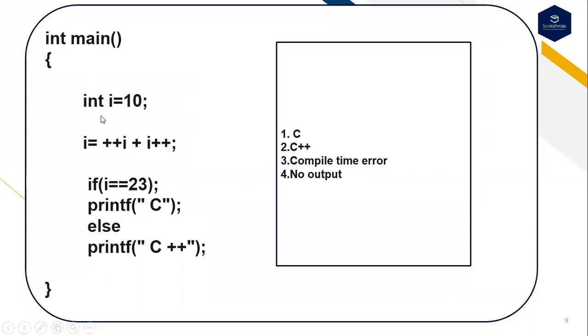Int main, int i = 10; i = ++i; if (i == 23); end with a semicolon. Printf C, else part printf C++. Predict the output of this code. These are the following options. You can pause this video and predict the output of this code.